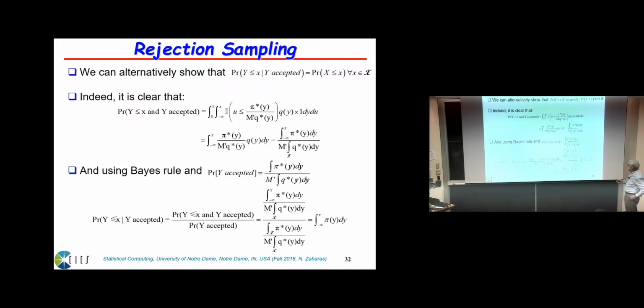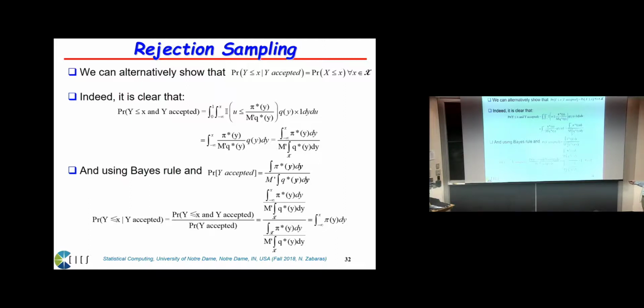All right, done. Now, because in the previous slide we said that the probability of acceptance is given by this nice ratio, I can use now the product rule and write this left-hand side. The probability of y less or equal to x, given that y is accepted, is the joint probability of y being less or equal to x and y accepted, which is this, divided by the probability of acceptance, which is that. This thing cancels and this cancels.